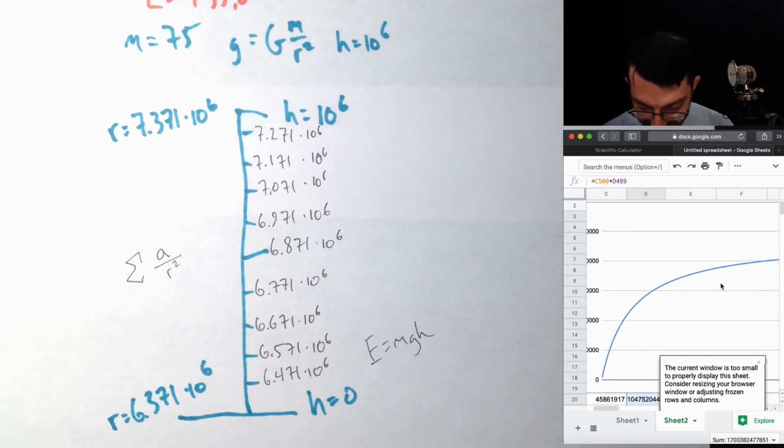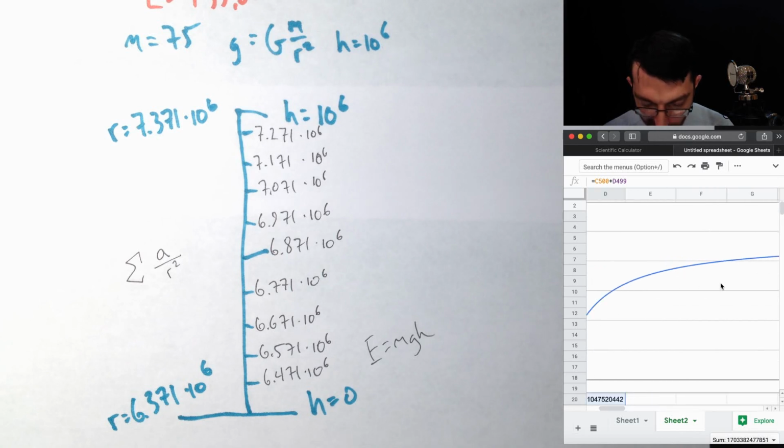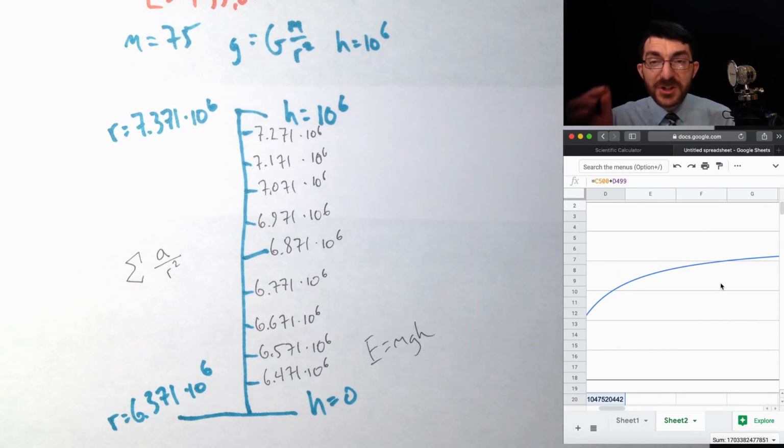Look, it's evening off. You know what this means? It means that if we continued this, it should actually reach its limit, and we could calculate the total energy it takes to get 75 kilograms off the Earth permanently.